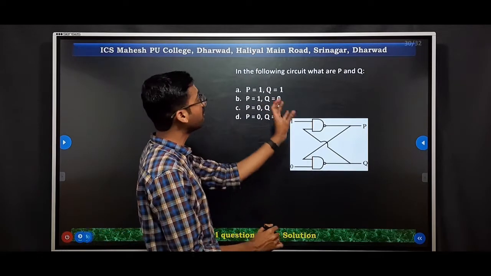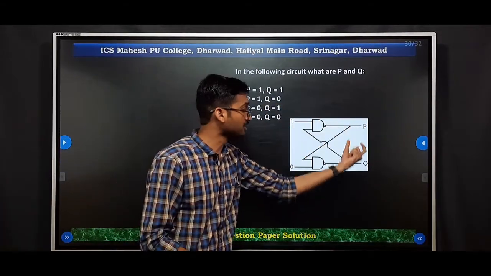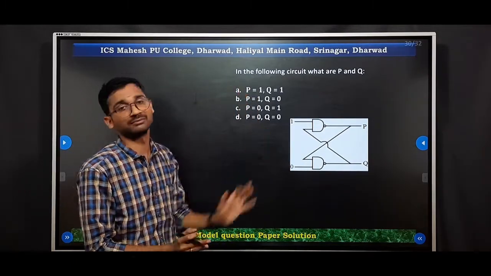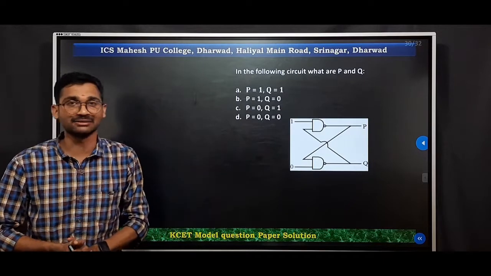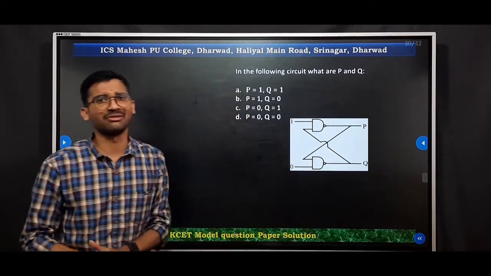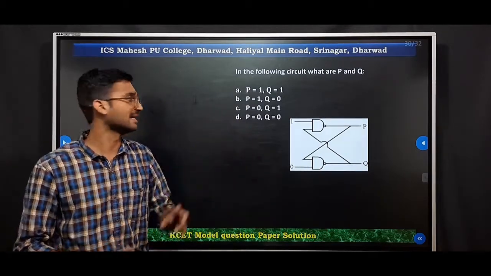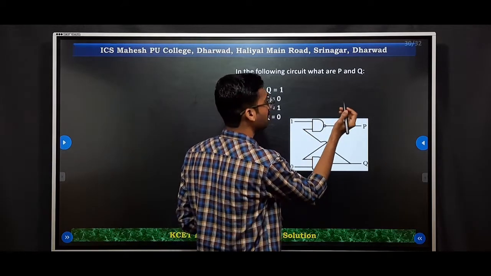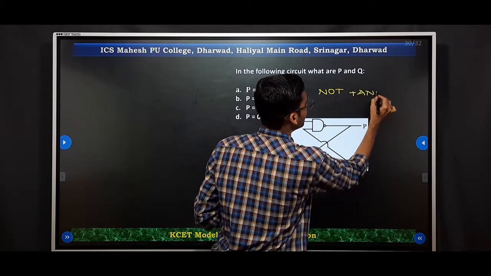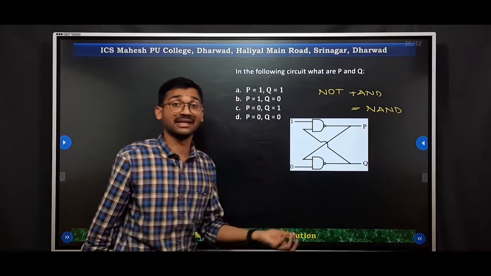In the following circuit, we have to calculate what P and Q are. We have to select the good data from the options, which is more suitable. That is our aim now. If you check out the symbol, which type of gate is it? It's a mixture of a NOT gate and an AND gate. That leads to the NAND gate.